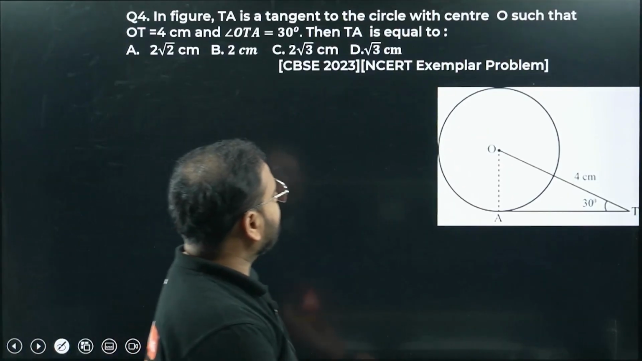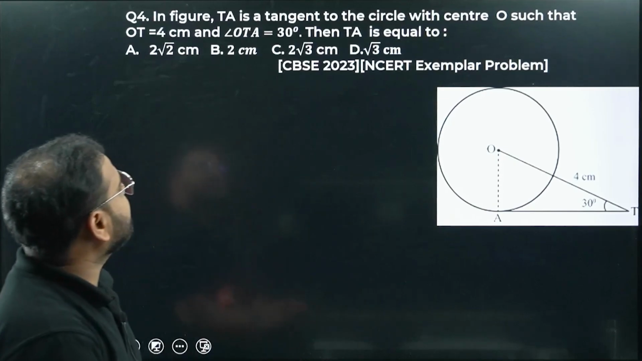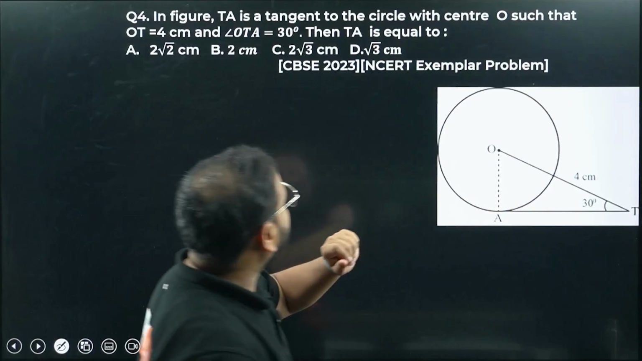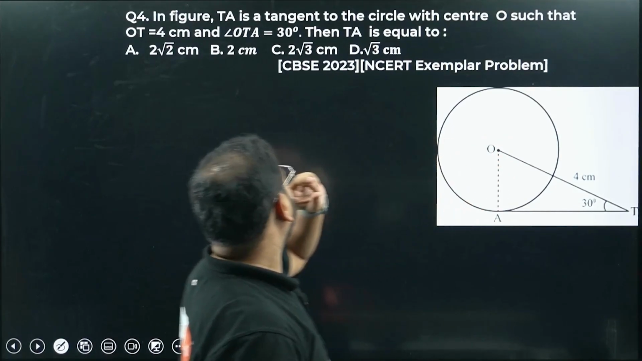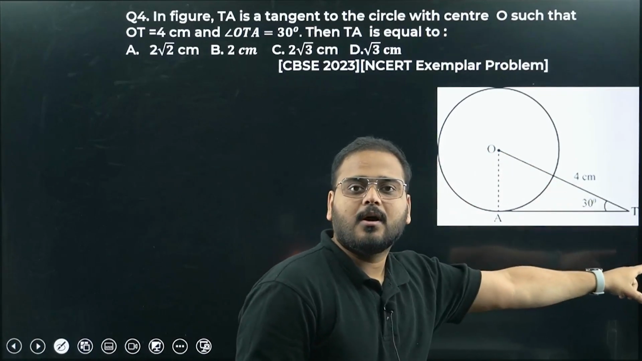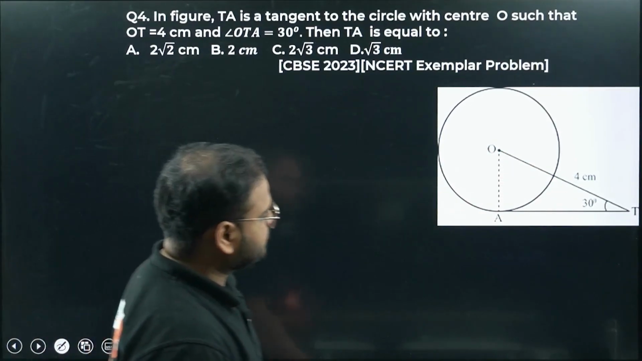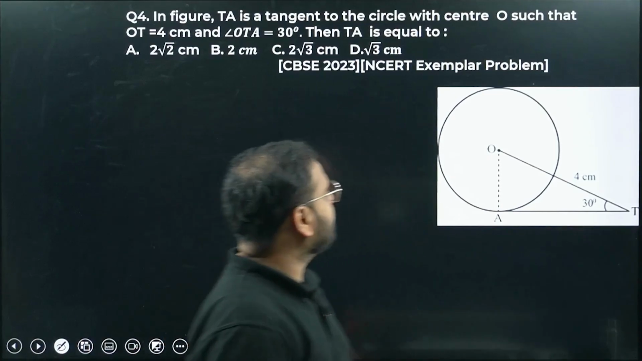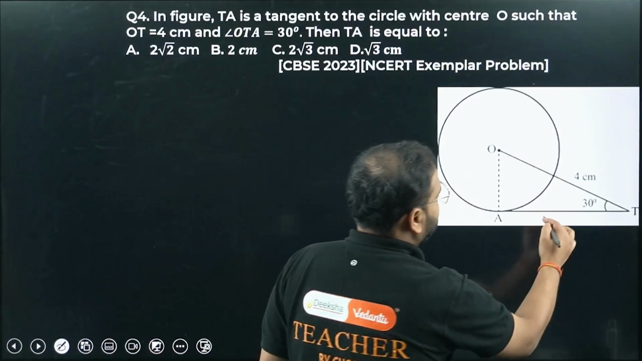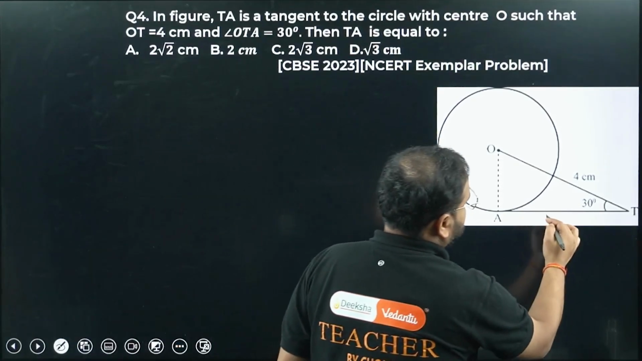Question number 4. Have a look. I hope this is clear to you. In the figure, TA is a tangent to the circle with center O, such that OT is 4. The line joining the center and the point outside the circle is OT, so OT is 4, and this is a 30 degree angle, an acute angle. Then find TA. Let's call TA to be X.